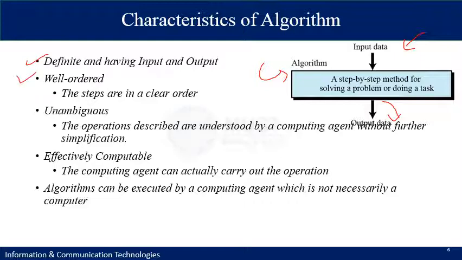Secondly, it is well ordered. As we have seen in the previous slide, it is a sequence of steps and all the steps are ordered. That means they will execute one after the other. So steps are in clear order. They should be unambiguous, with operations described so they can be understood by the computing agent without further simplification. They should be effectively computable: the computing agent can actually carry out the operations. So algorithms can be executed by a computing agent, which is not necessarily a computer.